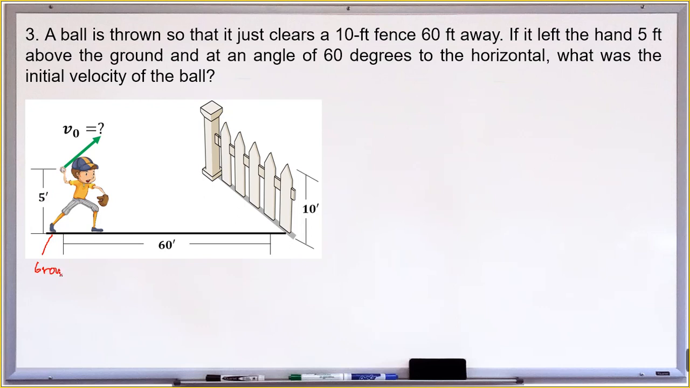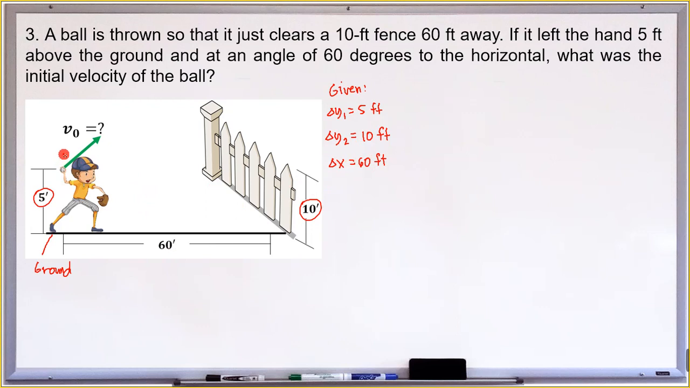So this is the ground. 5 feet, let's call that given. We have delta y1, that is 5 feet. And then delta y2, that is the height of the fence, 10 feet. And the distance of the boy relative to the fence is 60 feet. So delta x is equal to 60 feet.